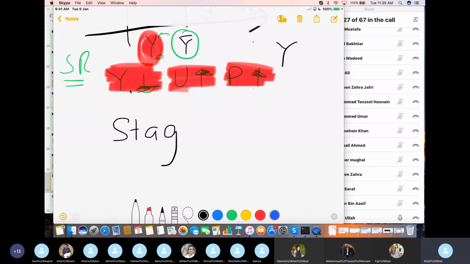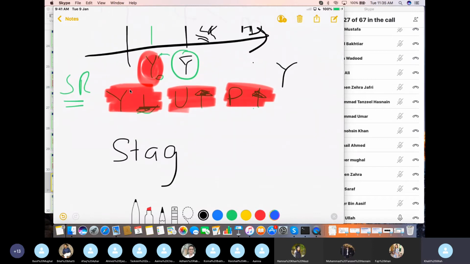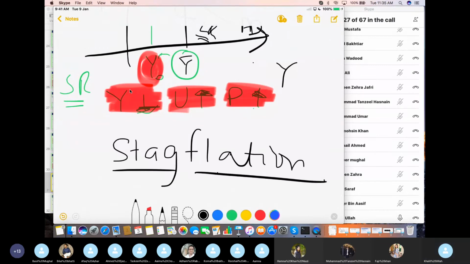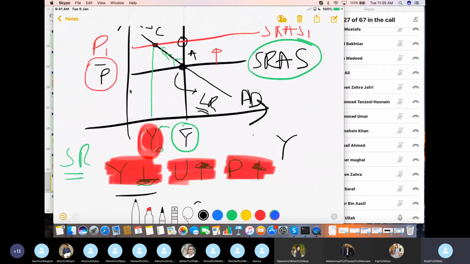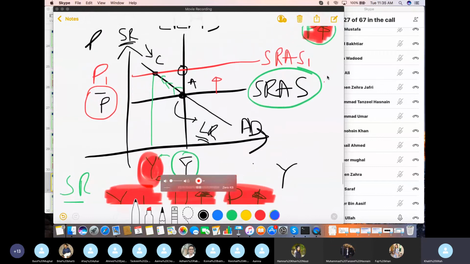The economy is falling, and inflation is also happening. So that's why this case of a negative supply shock is called stagflation. Stagnant with inflation. So GDP is decreasing and price levels are increasing. So your GDP falls and price levels increase whenever there is a negative supply shock.